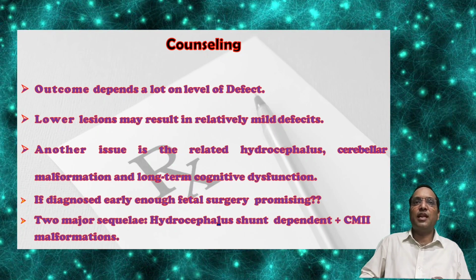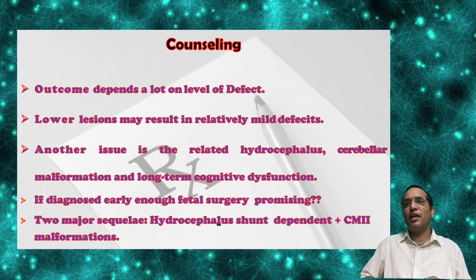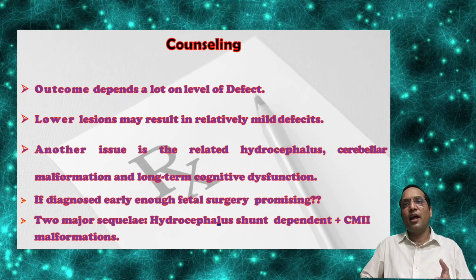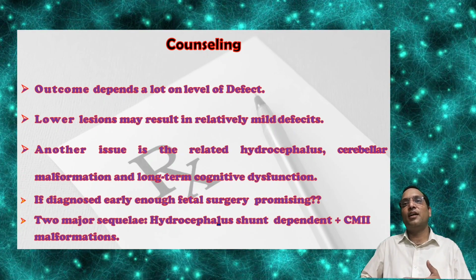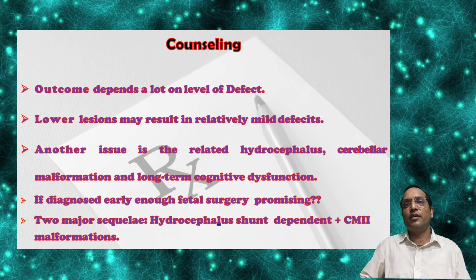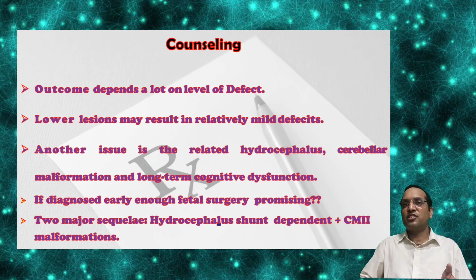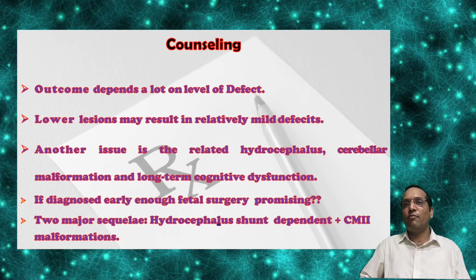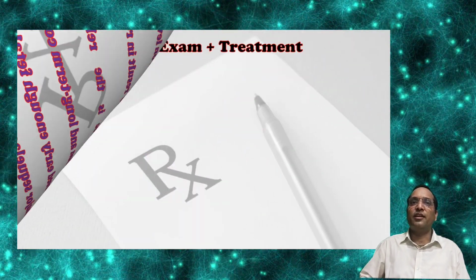If diagnosed early, fetal surgery is promising. This is a ray of hope, and it now decreases the rate of hydrocephalus and other congenital anomalies. There are two major sequelae found in neural tube defect: hydrocephalus, which is shunt dependent, and congenital malformation, which is Arnold-Chiari malformation, the type two malformation.